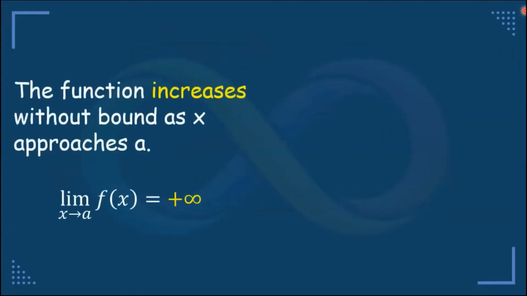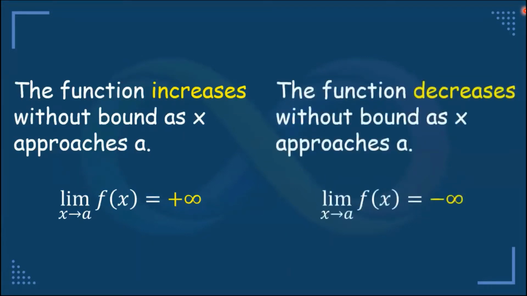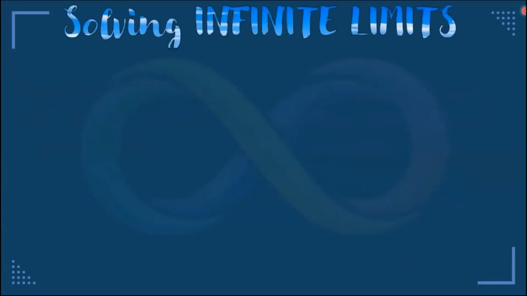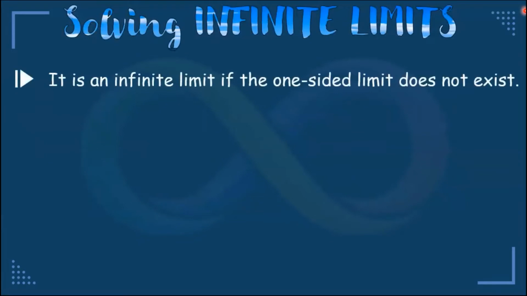If the function increases without bound as x approaches a, the limit of the function is said to be positive infinity. On the other hand, if the function decreases without bound as x approaches a, then the limit of the function is negative infinity. Always remember that when the one-sided limit does not exist, the function has an infinite limit.